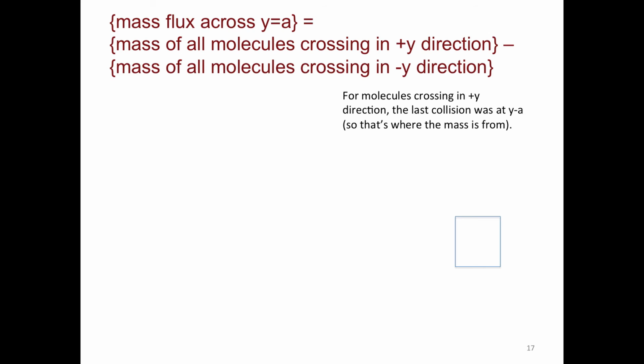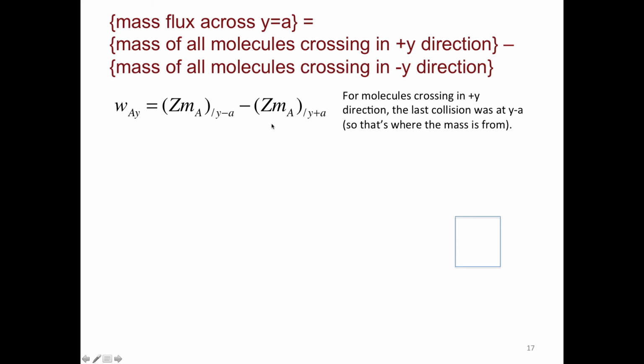Great. So now I'm looking at the mass flux of this species A across my plane at y equal to a. It's the mass of all of the molecules crossing in the plus y direction minus any of those who don't agree with this gradient and actually go down anyway. On the molecular level, for any molecules crossing this plane, their last collision was somewhere below, approximately at planar distance a below. So the number of these collisions is Z, and I'm looking at the mass of A evaluated at y minus a, which is where my last collision was.